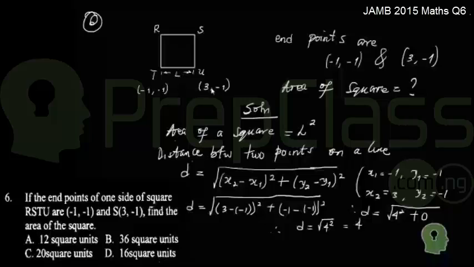So the distance between any of those 2 points on the same line is the length, which is equals to 4. So therefore we could say the length is equals to 4. So therefore the area, which is denoted as L square, would therefore be given as 4 all squared, which is equals to what? 16. Looking at the options, that corresponds with option D.